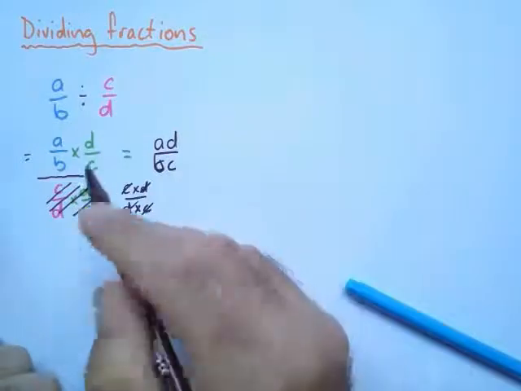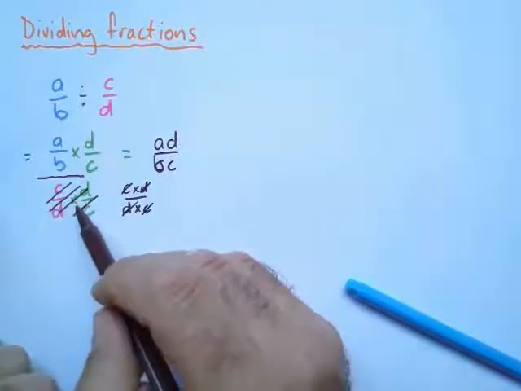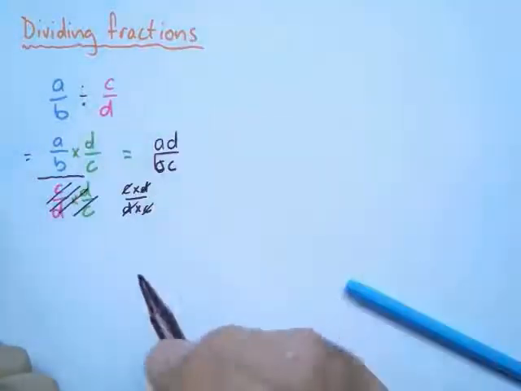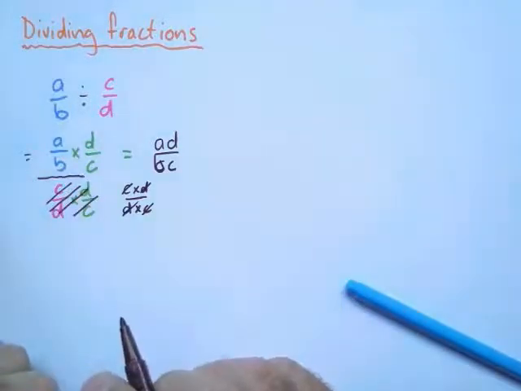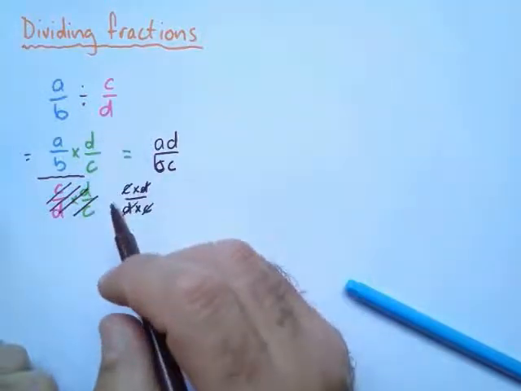Now this swap, this D over C, is called the reciprocal of the fraction, and by swapping it around we say we are inverting the fraction. So the invert of C over D is called the reciprocal.